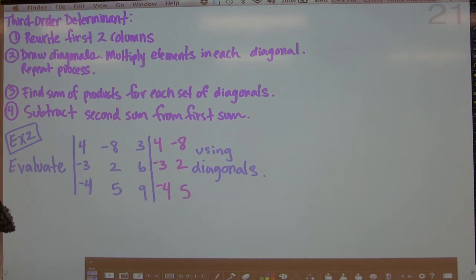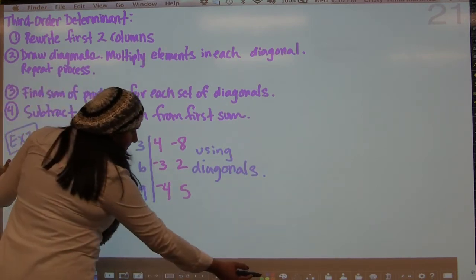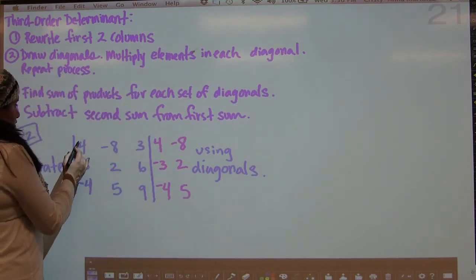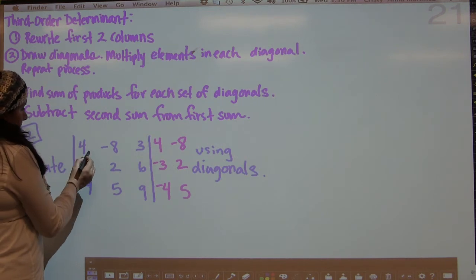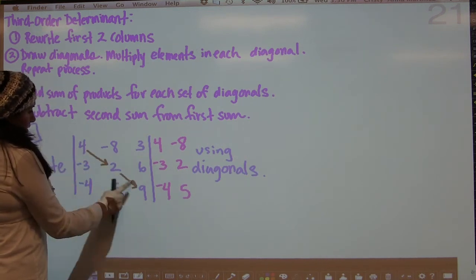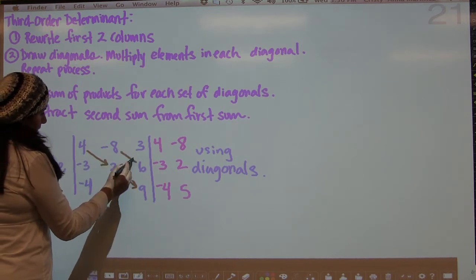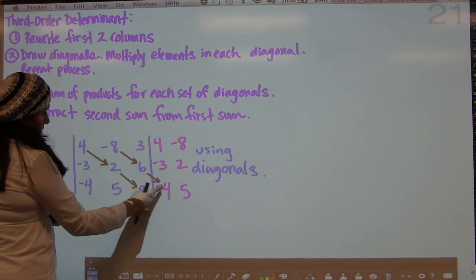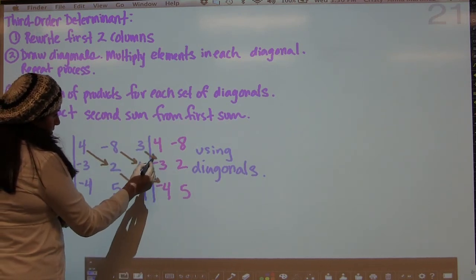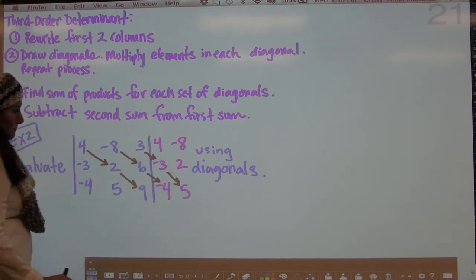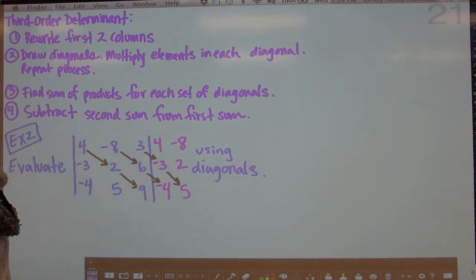Then it says in step 2 to draw diagonals. And you do want to do the diagonals in a specific order. So we're going to start from the top left, and then you're going to draw diagonals like this. So you'll have 3 numbers in each diagonal. And this is why you have to repeat that column, so you can have 3 numbers on that diagonal. And then you have 3 numbers on that diagonal. Okay? So that's the next thing you're going to do.